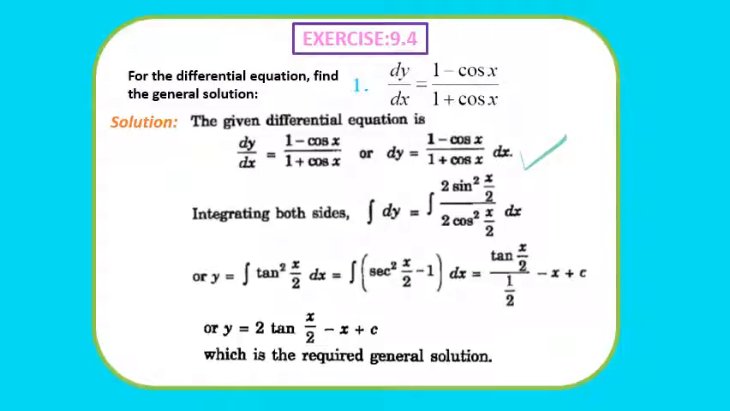We have learned enough of integration. So integral of dy will be equal to integral of, now 1 minus cos x is 2 sin square x by 2, and 1 plus cos x is 2 cos square x by 2, dx. So simplifying, integral of dy is y, and integral of tan square x by 2. Integral of tan square is not very easy, so we have to convert it into the form of sec square x by 2 minus 1. So integrating sec square x by 2 minus 1, we get tan x by 2 upon half minus x plus c. So the general solution, because we have a constant here, we have learned about general solution and particular solution, will be y is equal to 2 tan x by 2 minus x plus the constant of integration c. Clear?